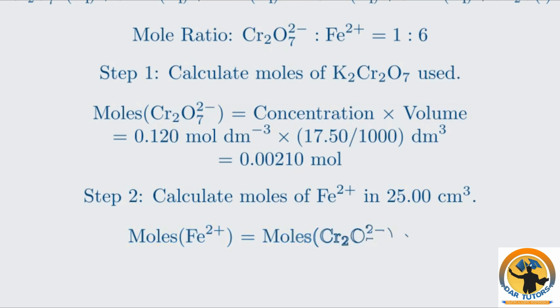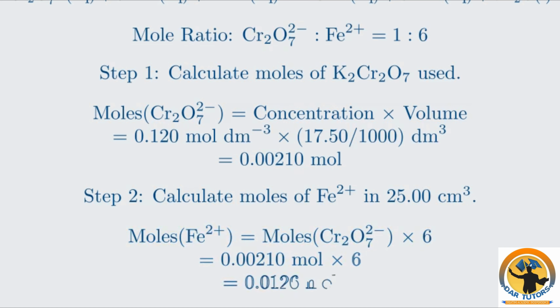So 6 times 0.0210 moles gives us 0.01126 moles of iron 2 ions in the 2500 cm3 aliquot. We're not done yet. The value of X relates to the moles of water in the original sample. We've only calculated the moles of Fe2+ in a small portion of the solution. So the next step is to scale up our result to the entire sample.